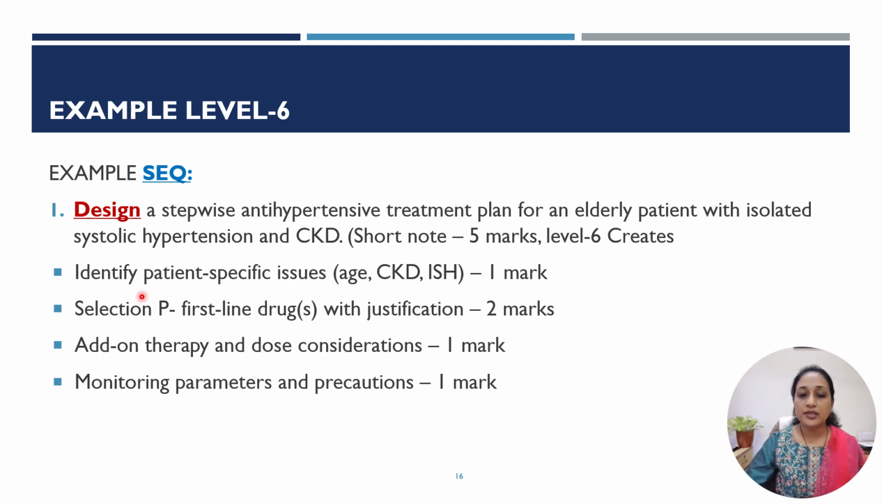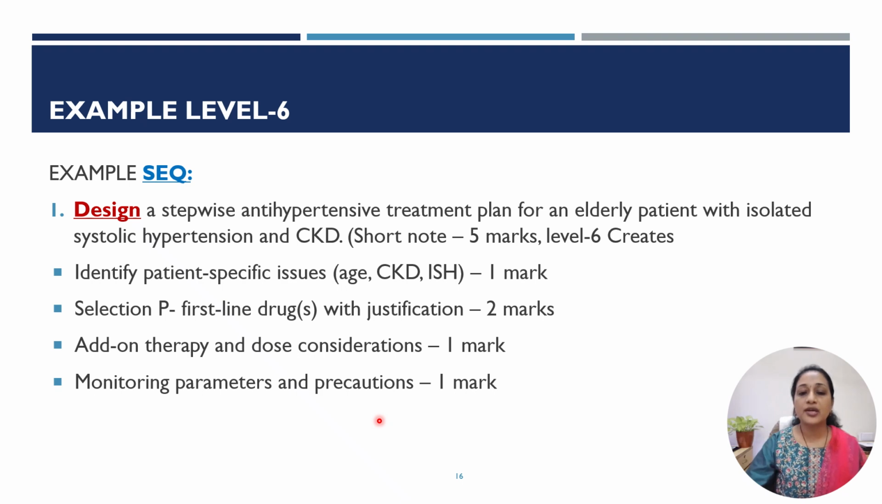For example, the student has to identify the patient-specific issues in this question, also has to give the selection of preferred drugs or first-line drugs with the justification for the choice. The student also will have to mention about add-on therapy and dose calculations and considerations. Also should follow up about monitoring parameters and precautions needed in such a case. As you can see, it is a highest level of assessment in this cognitive domain.